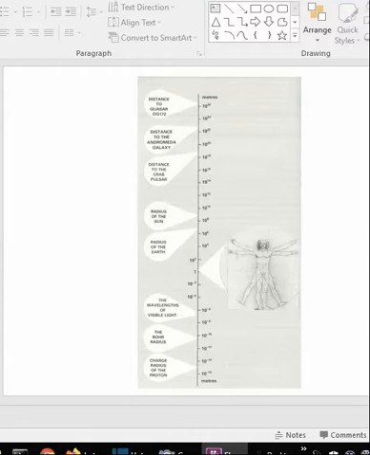Okay, hi everybody. Today we're going to start talking about nuclear physics. The study of nuclear physics really began in the very early 1900s.